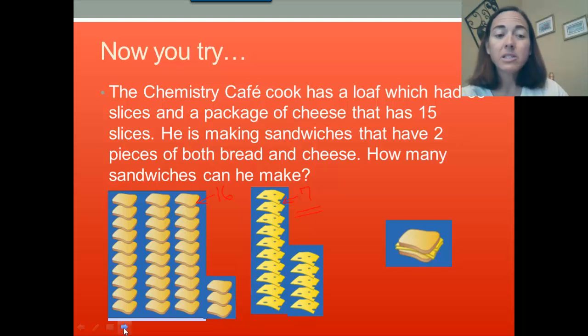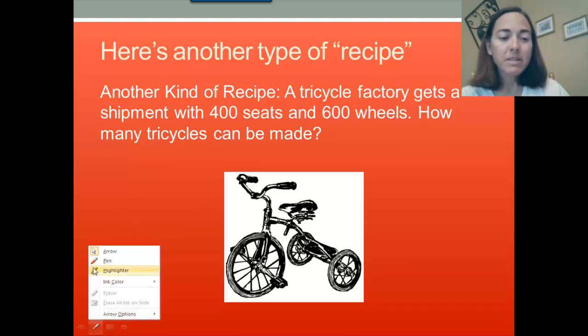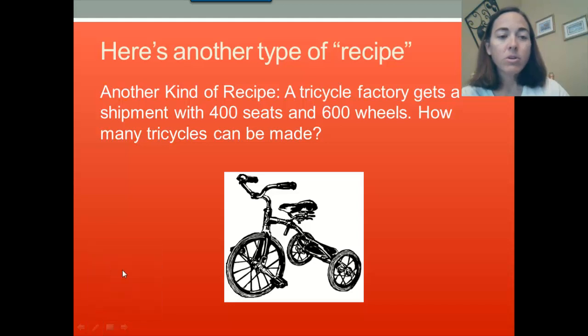Let's look at one that's a totally different product. This is a tricycle recipe. In the tricycle factory, a shipment has come in. There are 400 seats and 600 wheels. So how many tricycles can be made? I want to show you this one with the mole ratio and sort of setting it up as a conversion problem. Let's figure out how many tricycles we could make from 400 seats.